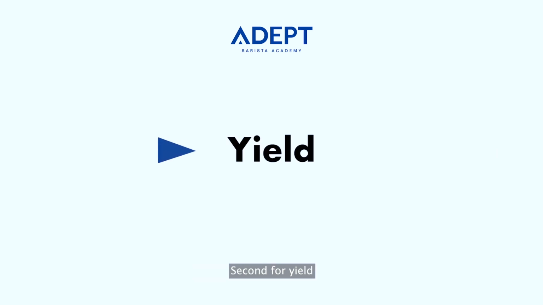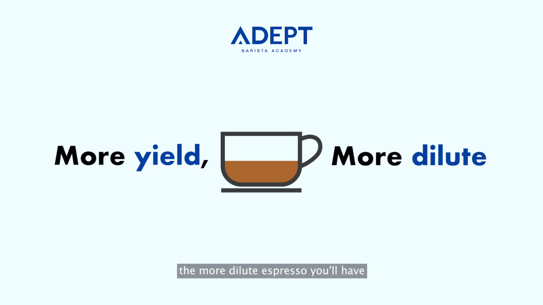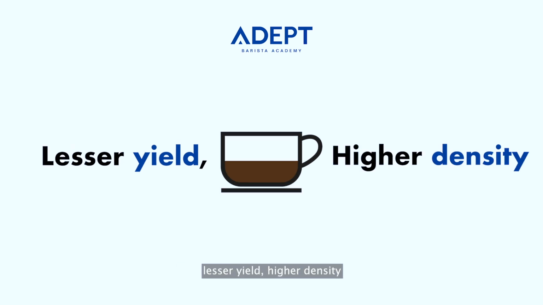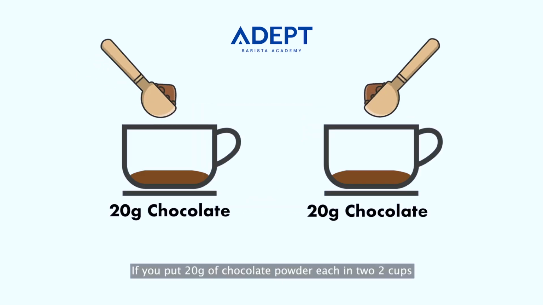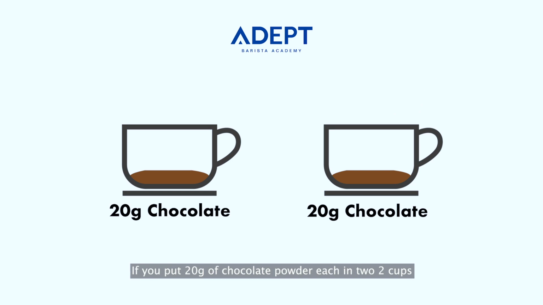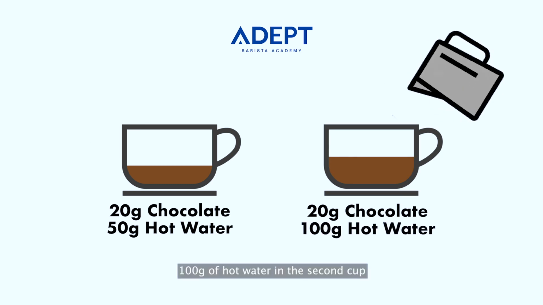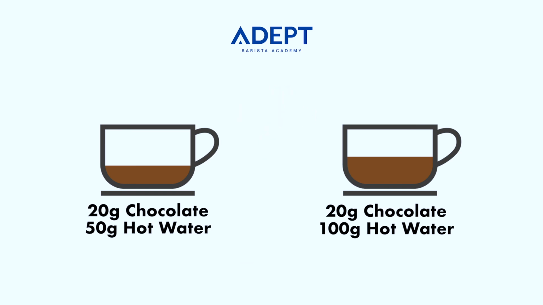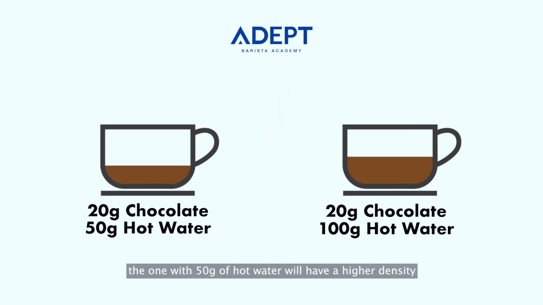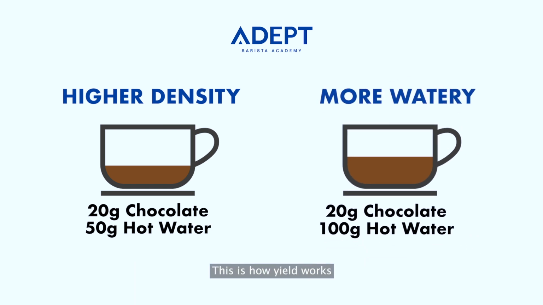Second, for yield, it is about dilution. The more yield you get, the more dilute espresso you will have. Lesser yield, higher density. Let me use chocolate drinks as an example. If you put 20 grams of chocolate powder each in 2 cups, add 50 grams of hot water in the first cup, 100 grams of hot water in the second cup, what is the difference between these two chocolate drinks? Yes, the one with 50 grams of hot water will have a higher density, and the one with 100 grams of hot water will be more watery. This is how yield works.